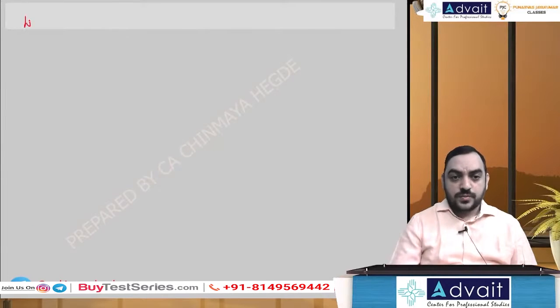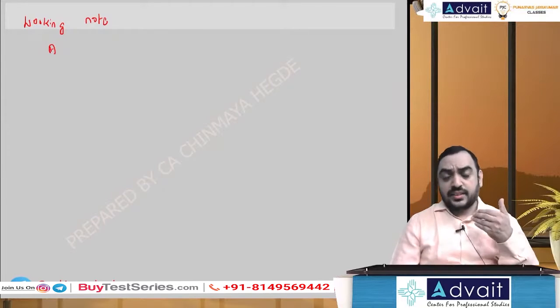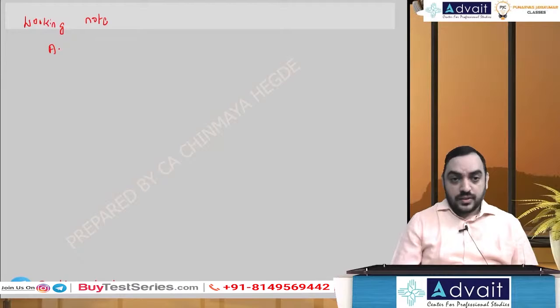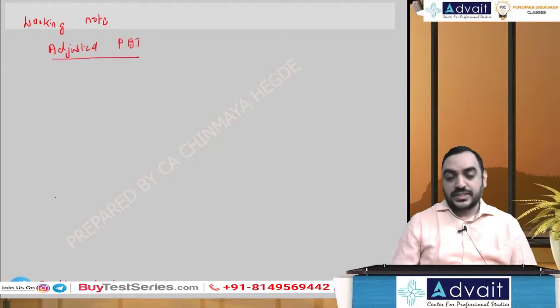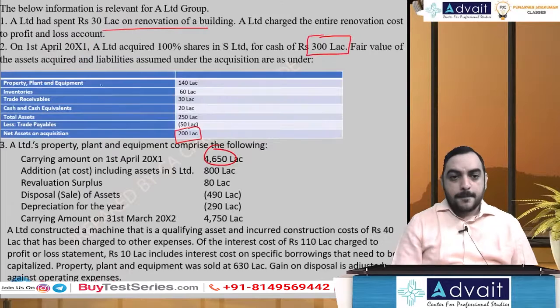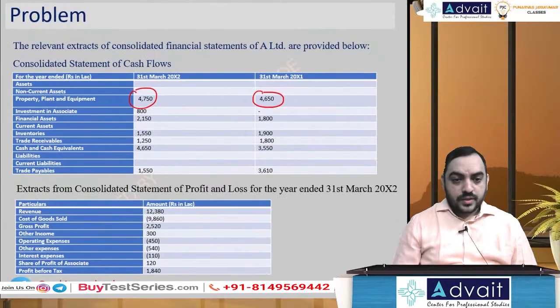Okay, so working notes. What you require is the adjusted profit. We need to make the adjustments. Corrected profit, I will say, we need adjusted profit before tax. That is the purpose. Let's start with what they have given. So profit before tax given, profit before tax given 1840.